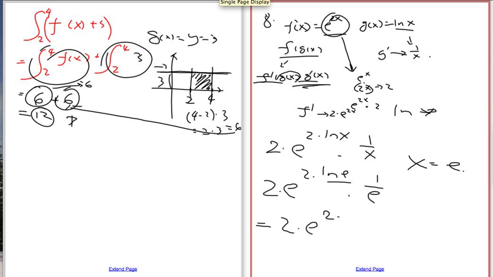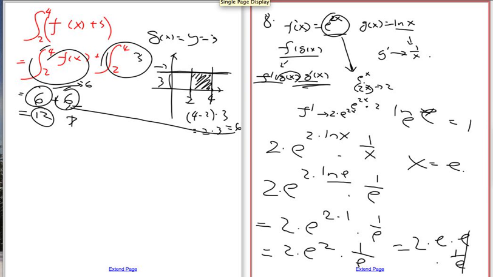So what is ln e? ln e equals 1 because e to the 1 is e. So this will be 2 times e squared times 1 over e. So also we can write this as 2 times e times 1 over e. And e times 1 over e is 1. So we'll get 2e. And what is the answer? 2e is C.